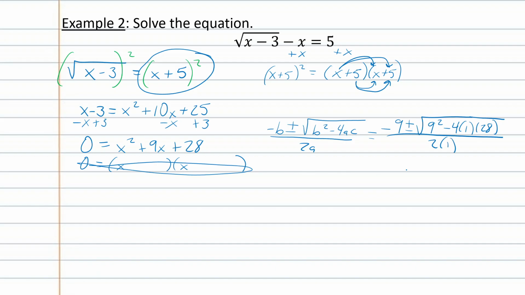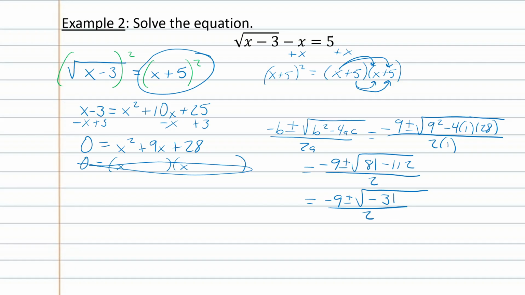I see what's going to happen here. Maybe you do too. We have a 9 squared that's 81, and then we have a 4 times 28, which I think is 112. So we're going to wind up in a negative square root situation. It's okay. Let's work through it. This is going to give us negative 9 plus or minus the square root of 81 minus 112, all over 2, which simplifies down to negative 9 plus or minus the square root of, let's see, 81 minus 112 gives us negative 31, all over 2.